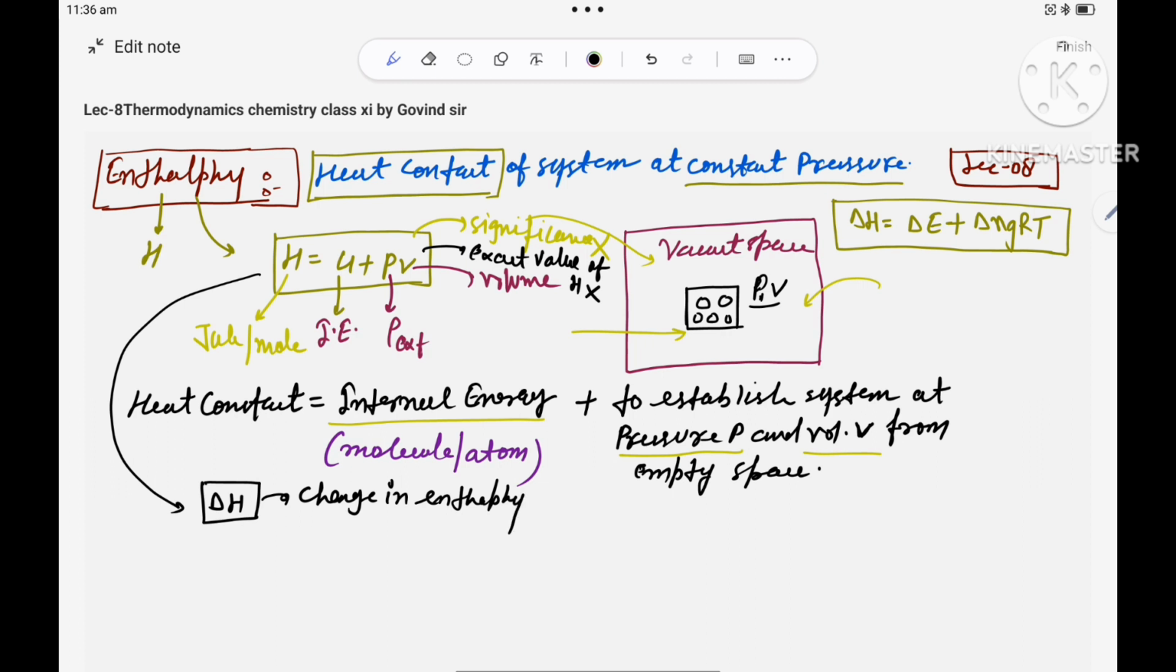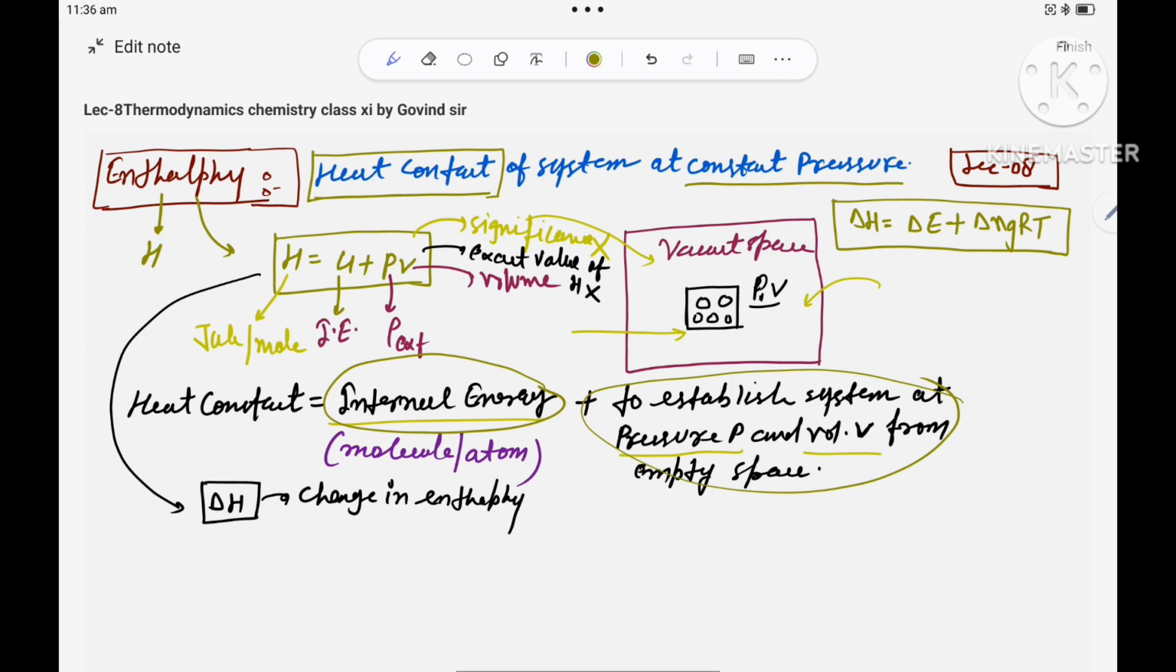See why I am saying this, children: anyhow you calculate the internal energy, but how to know this pressure and volume, how to put the system in empty space? That is a microscopic observation, microscopic calculation, so it cannot be calculated normally. So we cannot calculate the exact value of H. Then what can we calculate? We can calculate change in enthalpy, delta H.